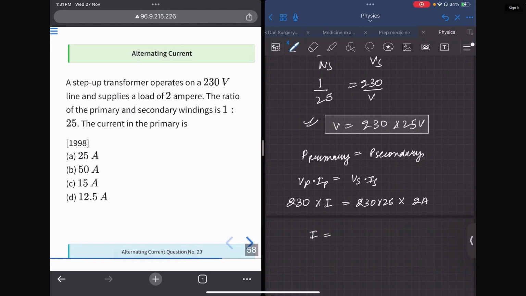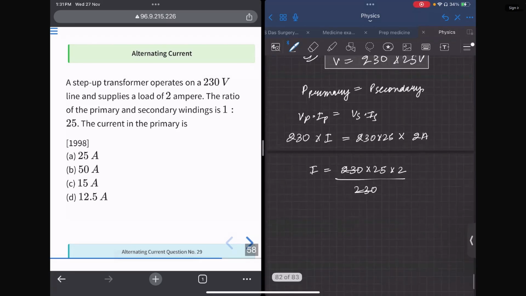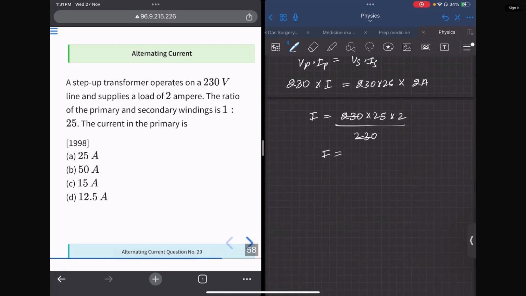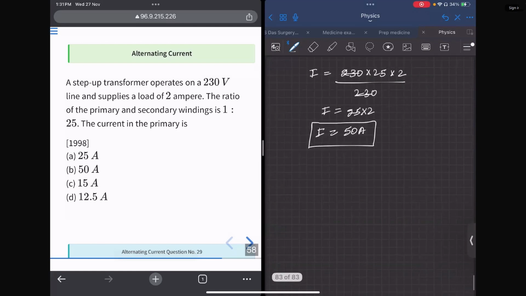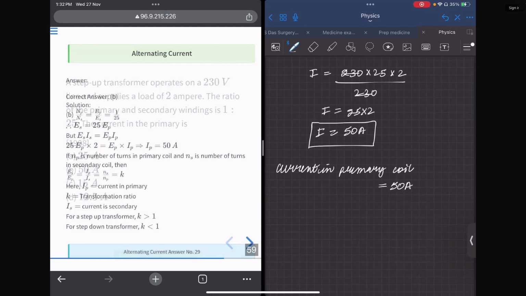So I can be written as 230 into 25 into 2 divided by 230. So the current I is equal to 25 into 2, which is 50 ampere. What is I? It is the current in the primary coil. So the current in the primary coil is equal to 50 ampere, which is option B.